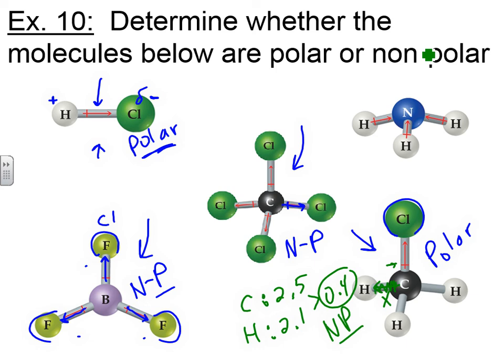So this molecule is polar just because of this chlorine. So this chlorine pulls up, so it is polar. And the last one here is NH3. This one is asymmetric, as we see, and it's asymmetric because there's an invisible pair of electrons up here. So this will be a polar molecule because these three do not cancel each other out. So this would be polar as well.